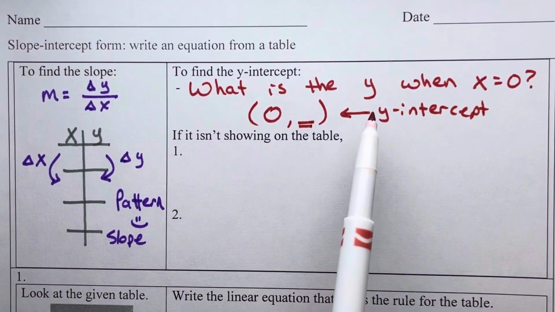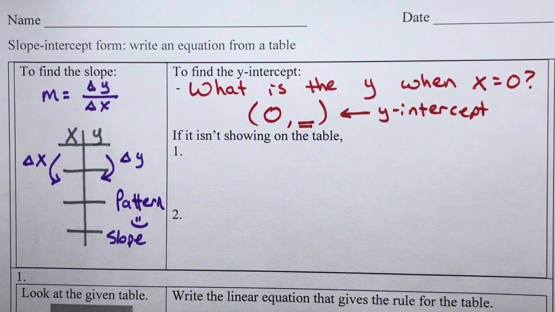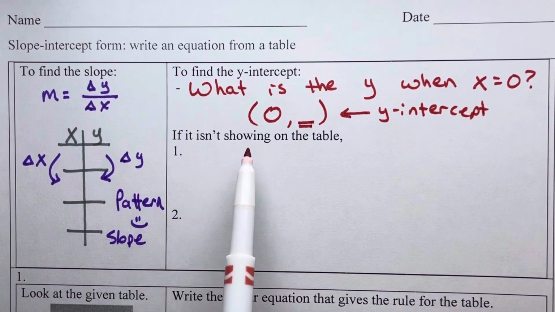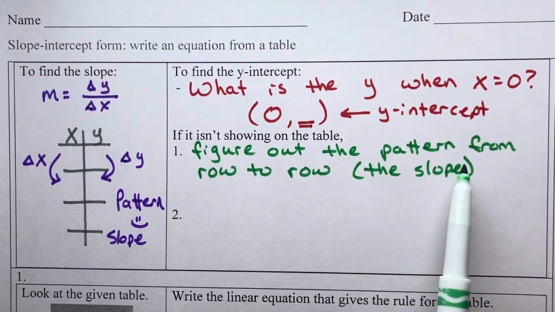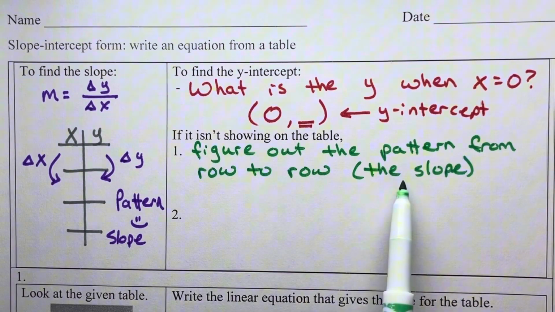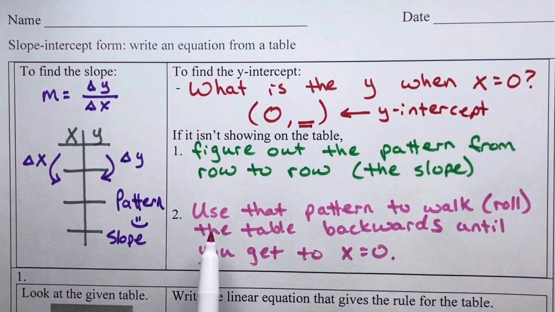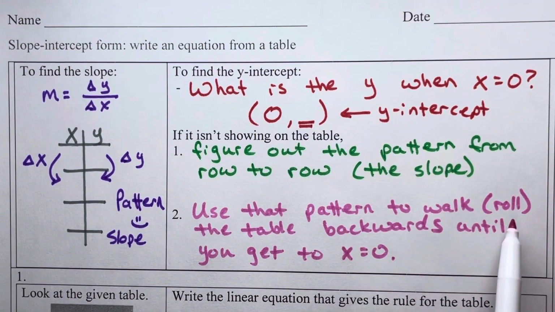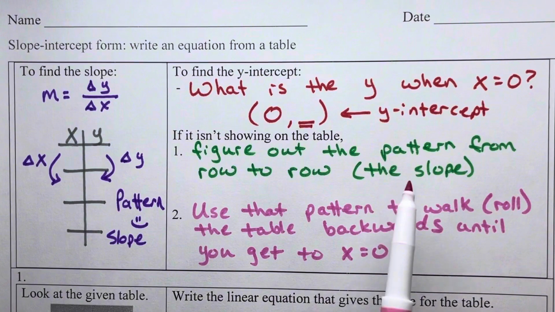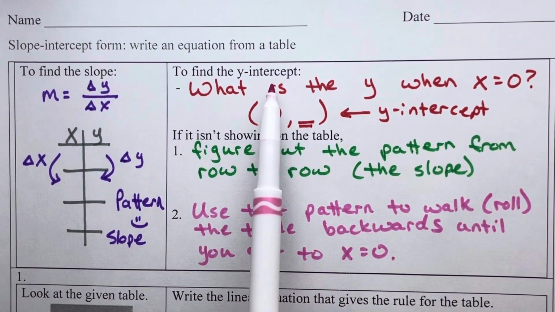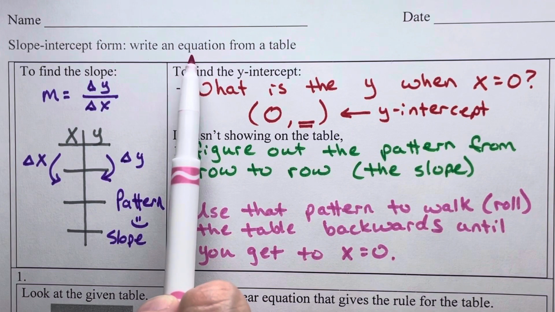Sometimes your table is going to show you this directly, and sometimes it's not. So what happens if it isn't showing on the table? Well, after you figure out what the pattern is from row to row, after you determine the slope, you're going to use that pattern to walk or roll the table backwards until you get to x equaling 0. This will tell you what your y-intercept is. Once you have both of these pieces of information, both the slope and the y-intercept, then you can go ahead and write the equation from your table.